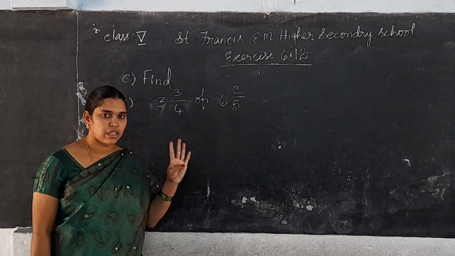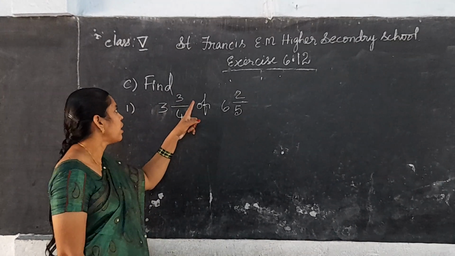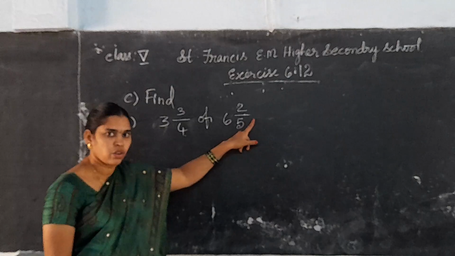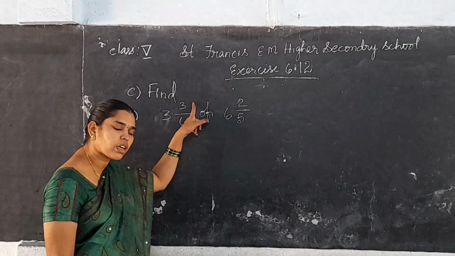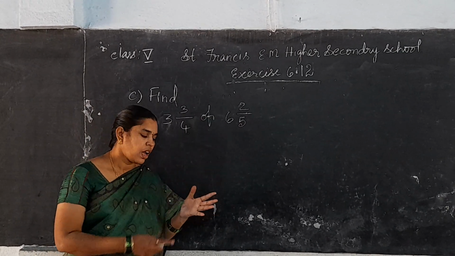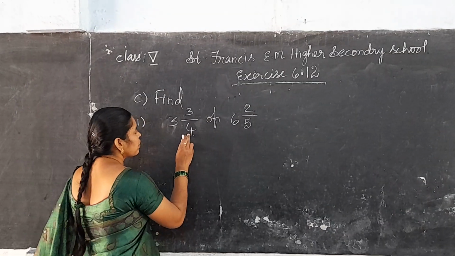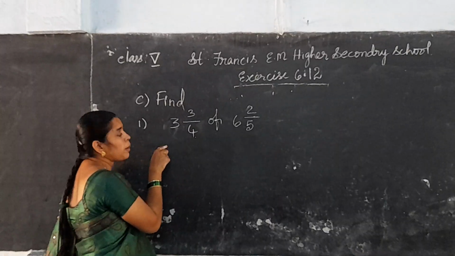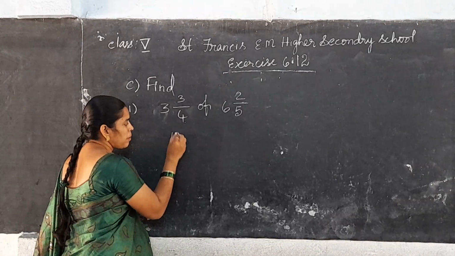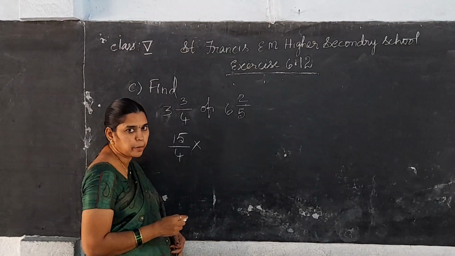C Roman, total 4 sums are there. So I am going to explain one sum. See, this is a mixed fraction. Find half means you have to multiply. And this is a mixed fraction. First this mixed fraction you should convert to an improper fraction. Then only you do the operations. Operations means either addition or subtraction or multiplication or division. Now see, I am converting this mixed fraction into an improper fraction. 3 4s are 12. 12 plus 3, 15 by 4. Half means that is nothing but multiplication.